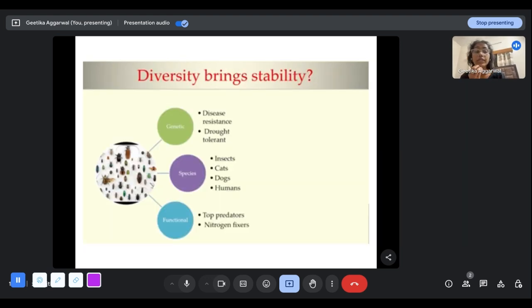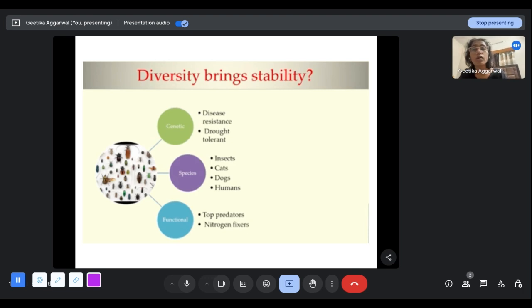Now, diversity also brings about stability. How is that happening? How is diversity bringing in stability? When you have a lot of genetic diversity, at least some of the individuals in the population will be disease resistant, some of them will be drought tolerant. So if a population is genetically diverse, it will be resistant to a lot of these unfavorable conditions, like disease spread will not happen in such a population.